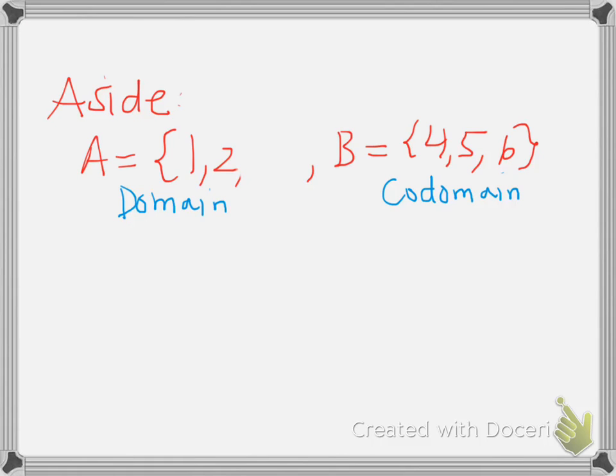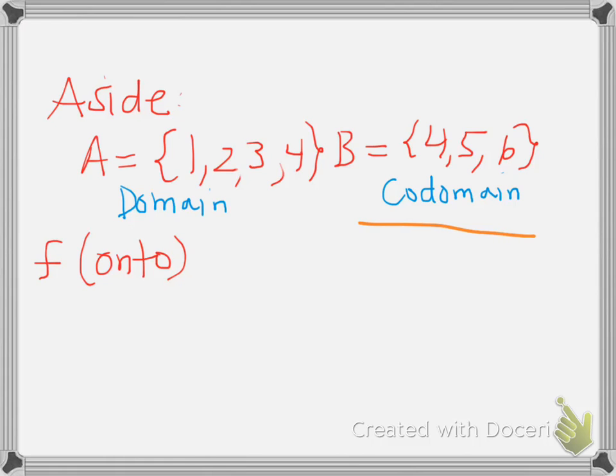Okay, I'm going to add 3 and 4. And say we want to talk about f being onto. Okay. So onto function means that every element in our codomain gets hit by something in our domain.